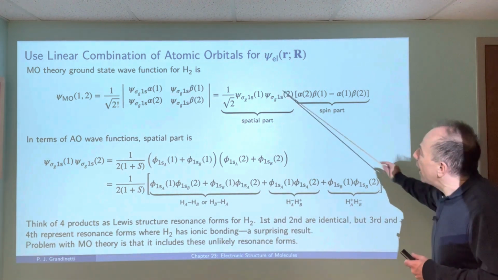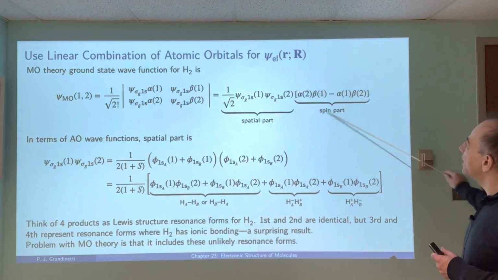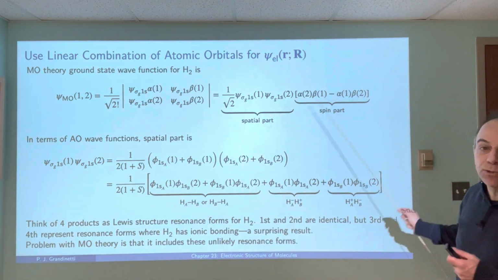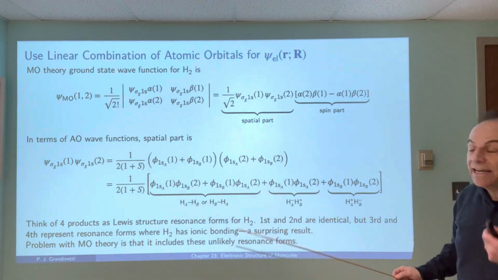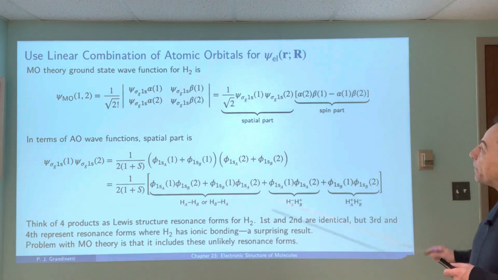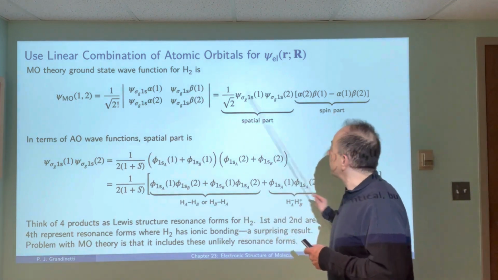And now we have here the spatial part, and here is the spin part. This is the electron spin part, which we have to write in this way in order to make sure that our wave function is antisymmetric with respect to electron exchange.